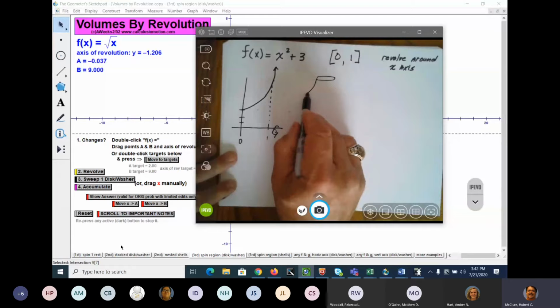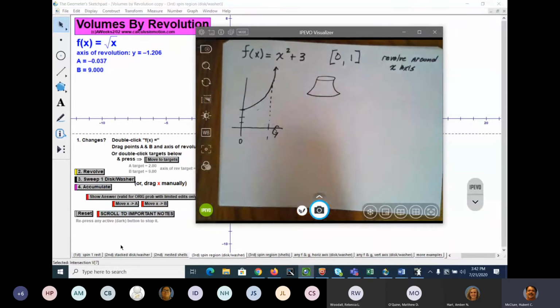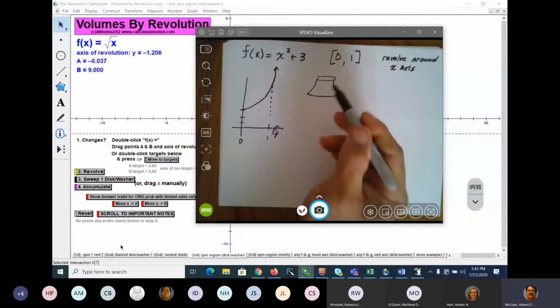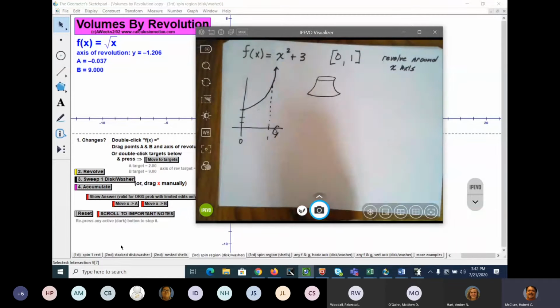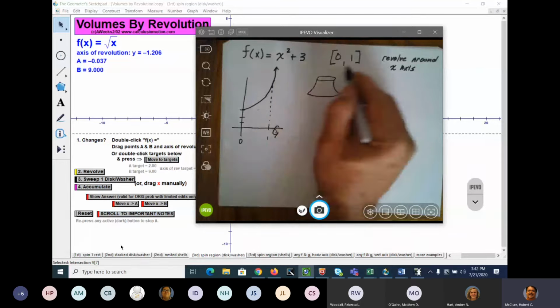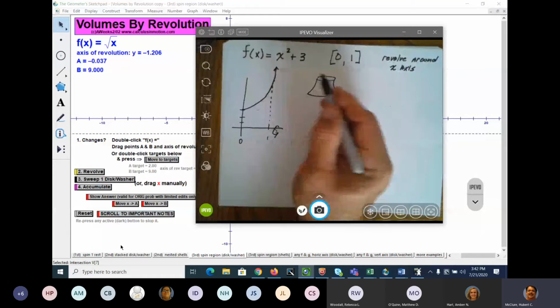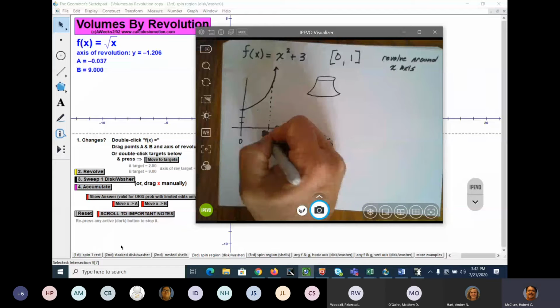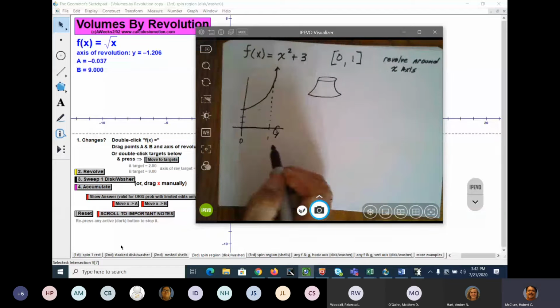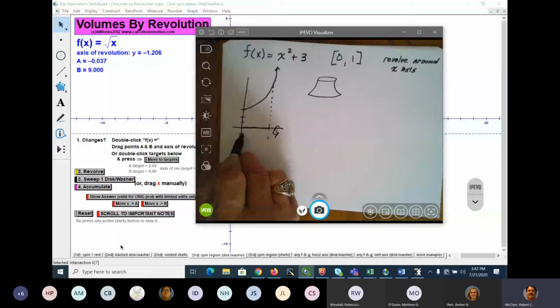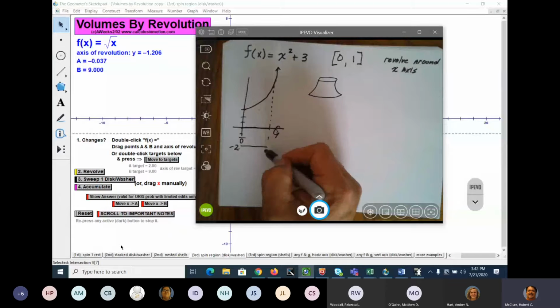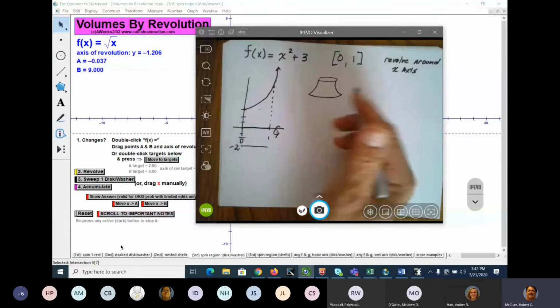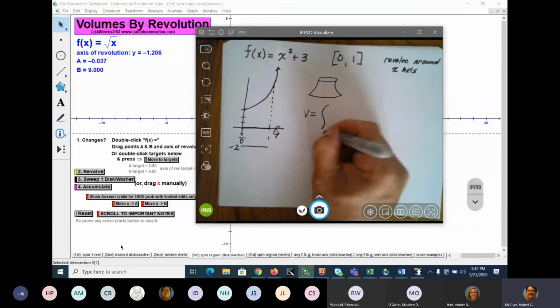Anyway, to make a long story short, you don't have to find where it's intersecting. You just set it up, and you know that this is going to be a disk because the revolution is around the x-axis. Now, if it was around -2, then that would be a washer. But we're not there yet. So the volume equals the integral from 0 to 1 of x squared plus 3, dx.